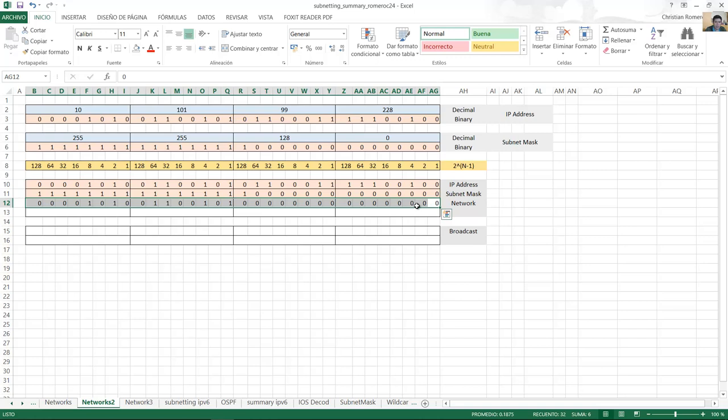Convert to decimal: 8 plus 2 is 10, 101, this is 0, and also this is 0. So this is the network address, 10.101.0.0.